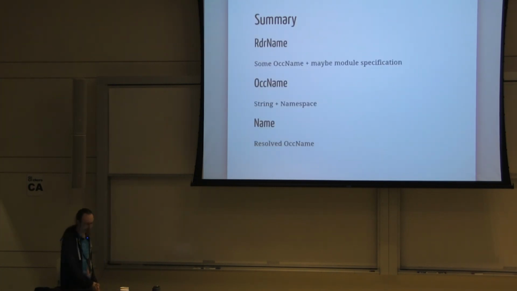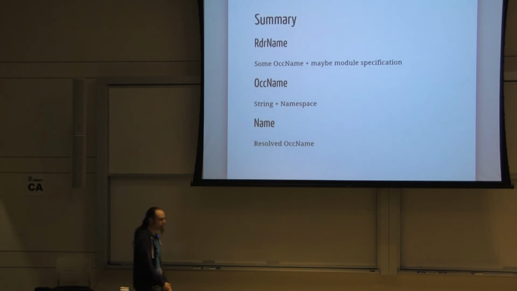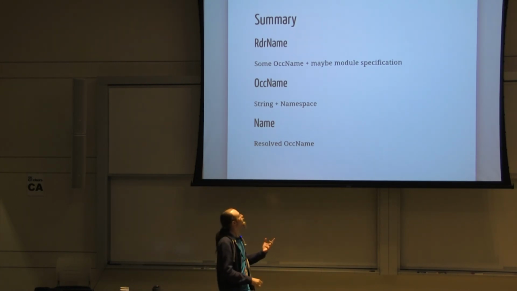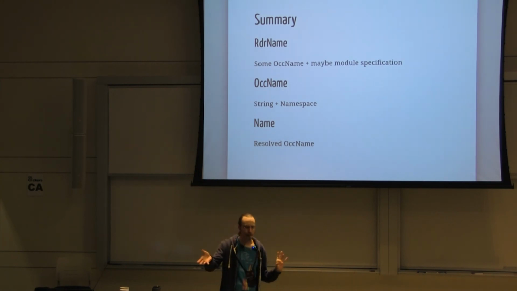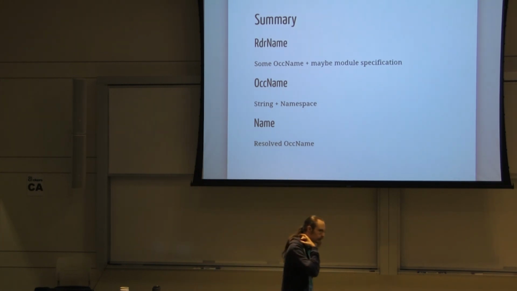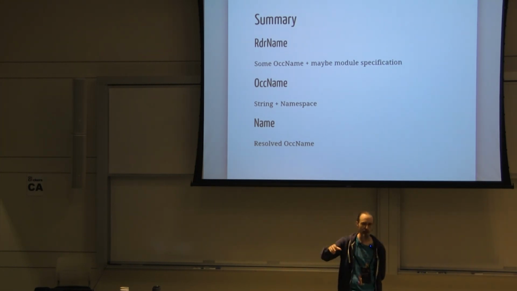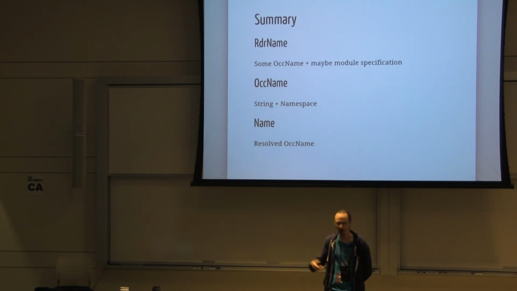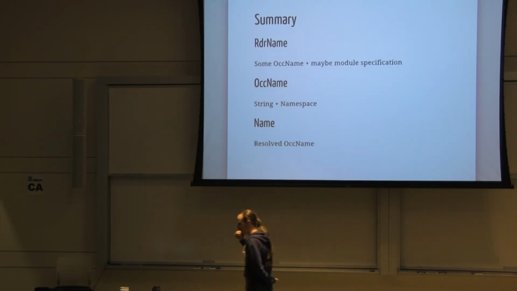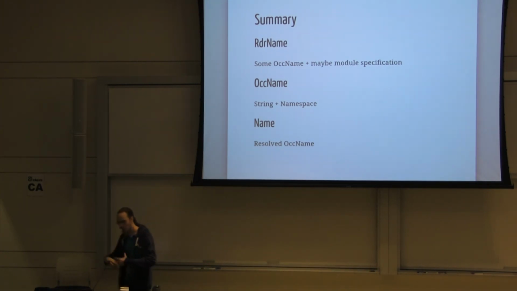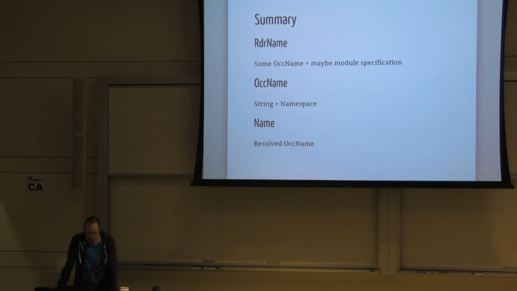So short summary, we have RdrName, which is an OccName with maybe a module specification, aka qualification. We have an OccName, which is some string and a namespace where you should look it up, for example, variable namespace or type namespace. And there's Name, which is a resolved occurrence name. So this is more or less how the renamer works. Any questions so far?